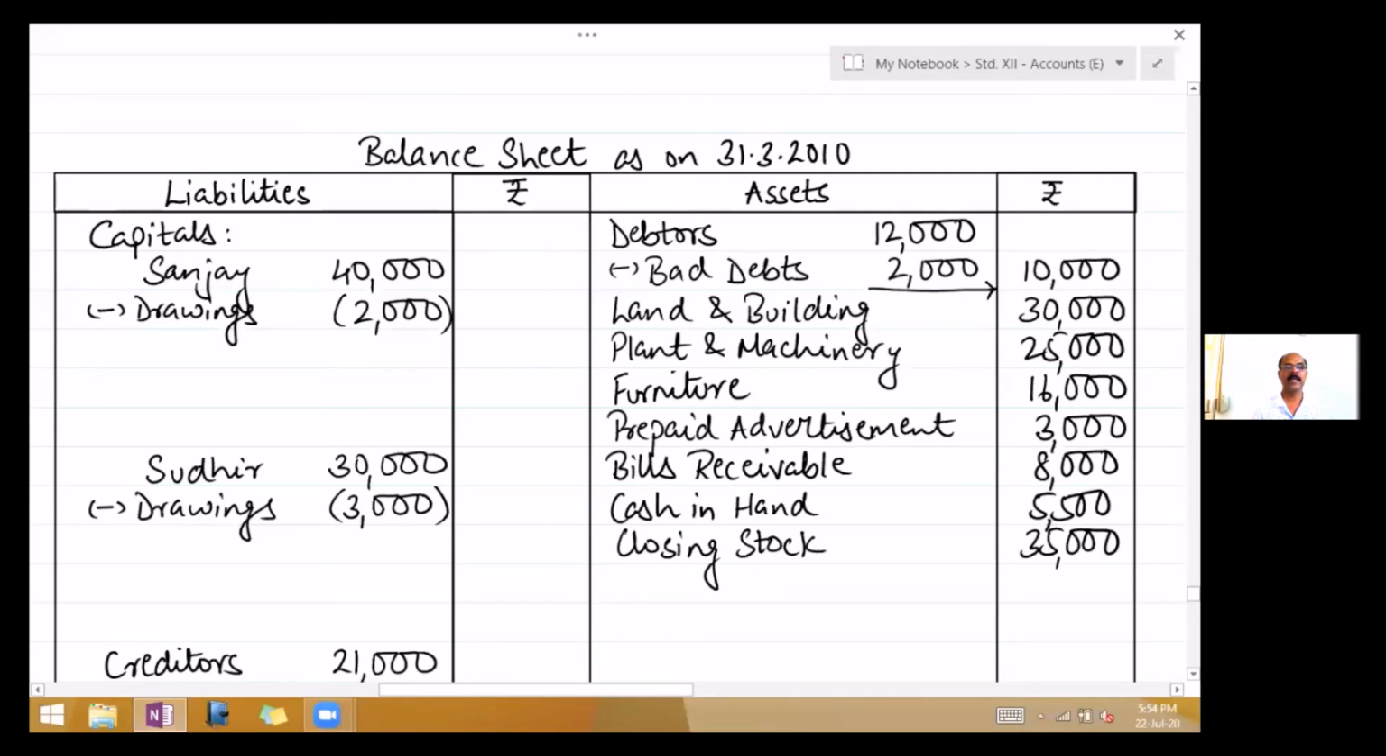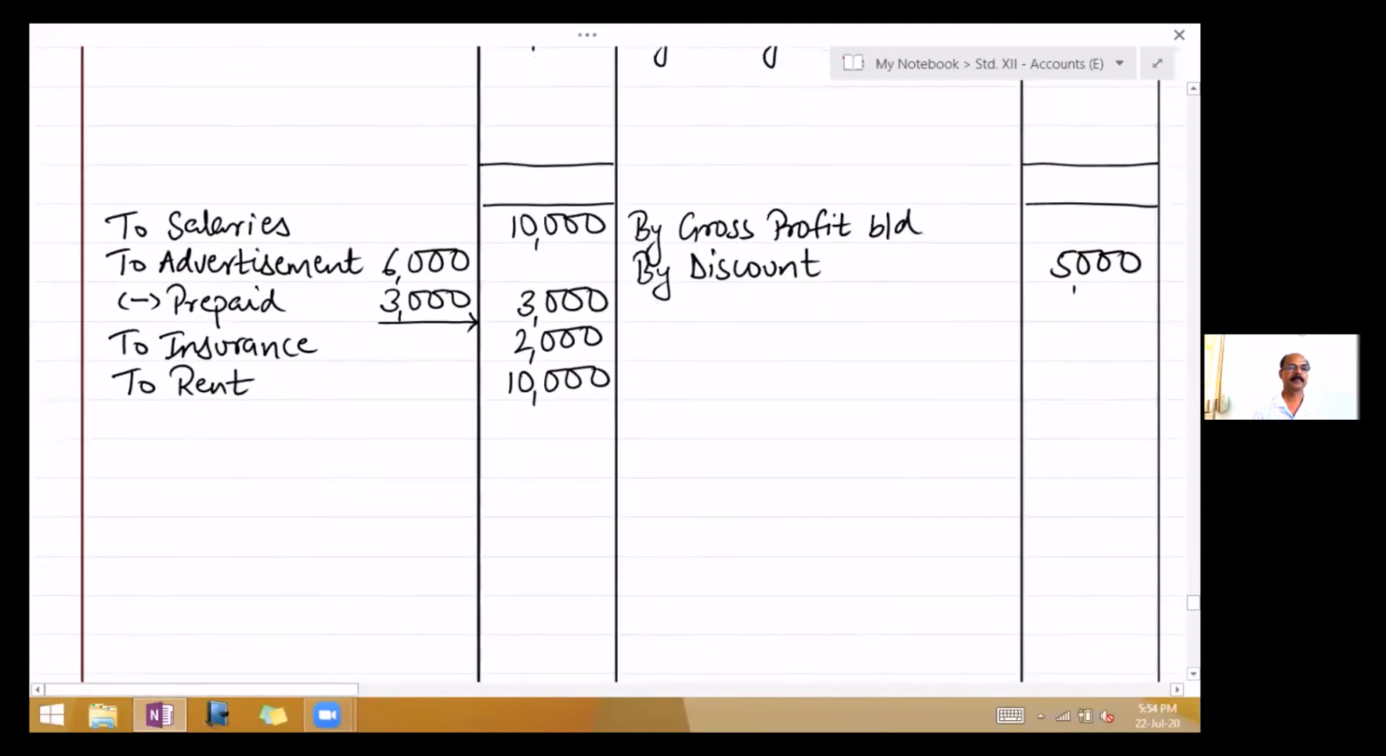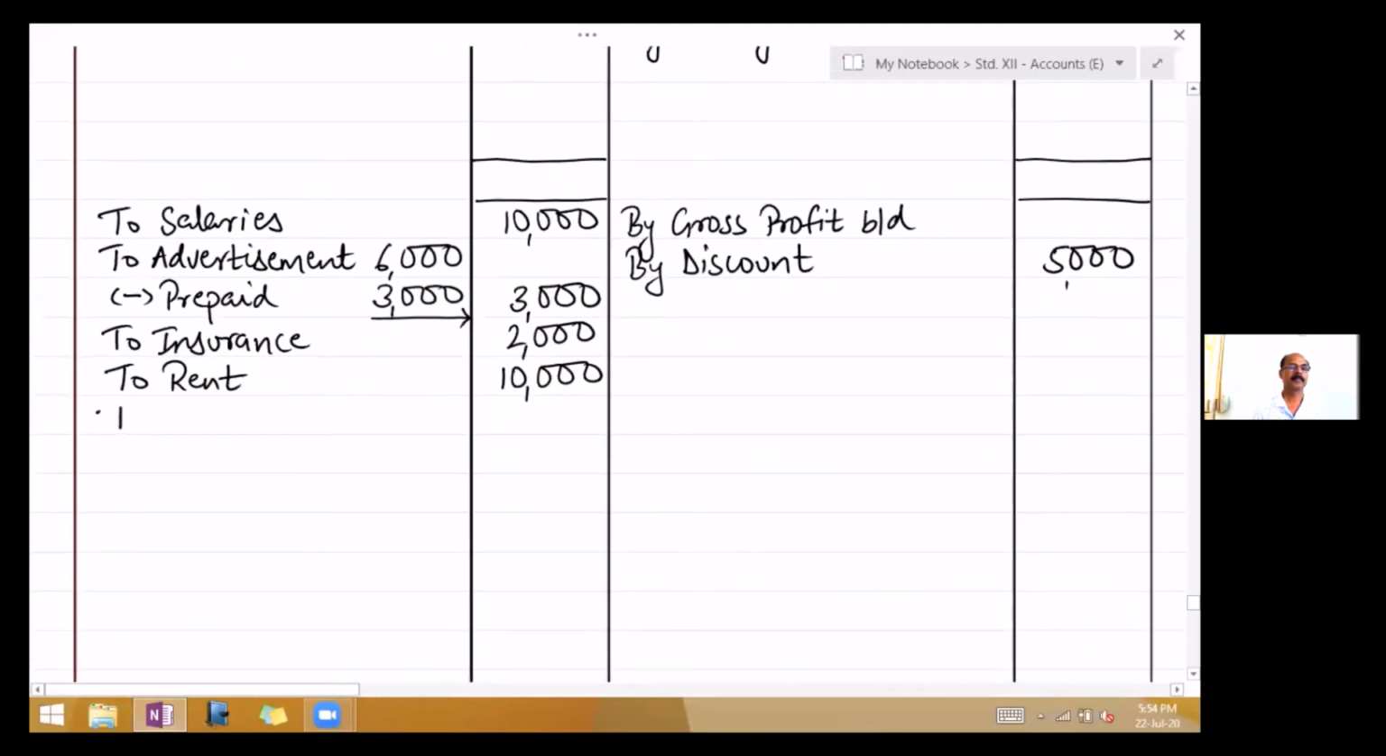And on the asset side, second effect, P&L debit, to bad debts 2,000. Next, provide reserve for discount on creditors, but I told you that you have changed the number. Adjustment number 5 should be done first, unrecorded purchases, and on that total you take the discount reserve. So first do the 5th adjustment.